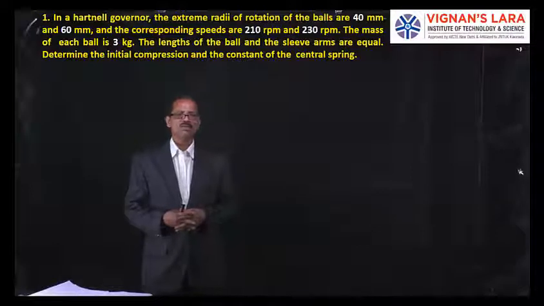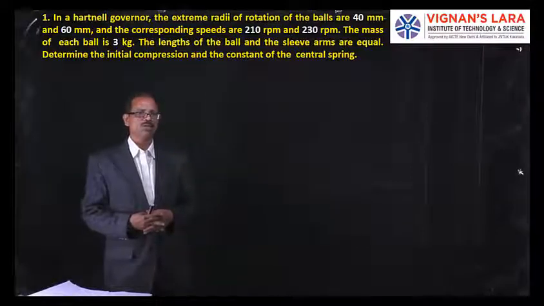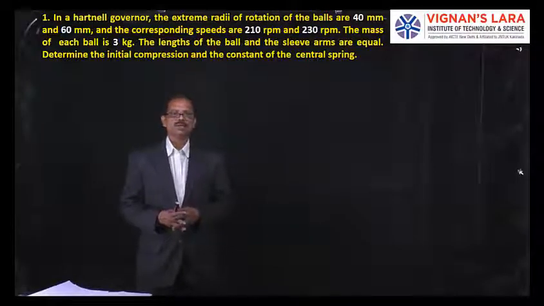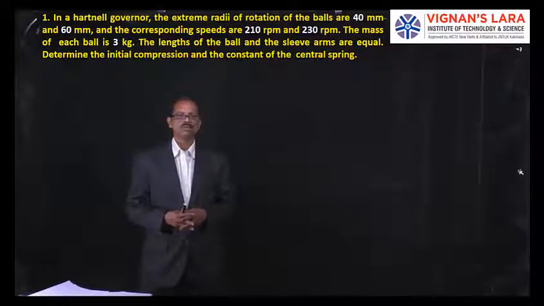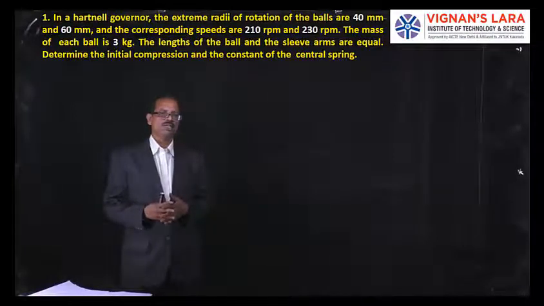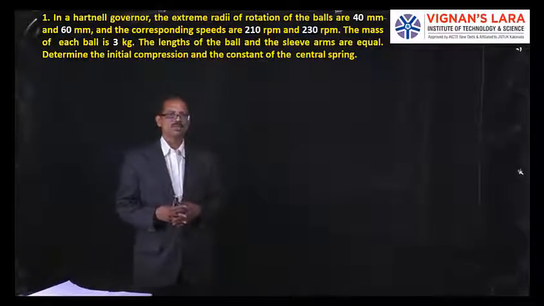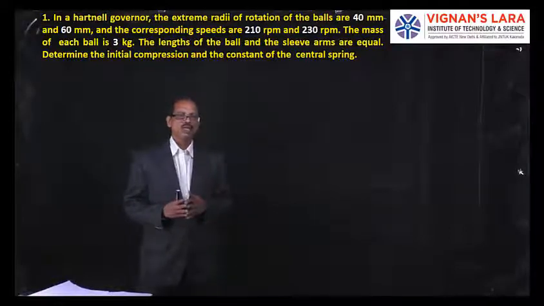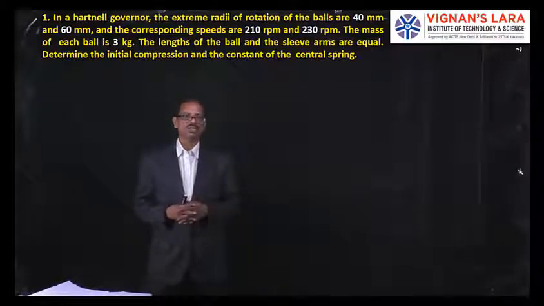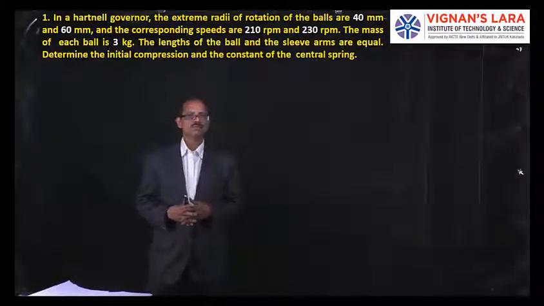That means A1 is equal to A2 is equal to A, B1 is equal to B2 is equal to B, then C1 is equal to C2 is equal to 0. So with that consideration only, we derived the stiffness of the spring. And in today's lecture we will solve two problems without considering the obliquity, that means neglecting the obliquity effect of the arms. Let us see the first problem.